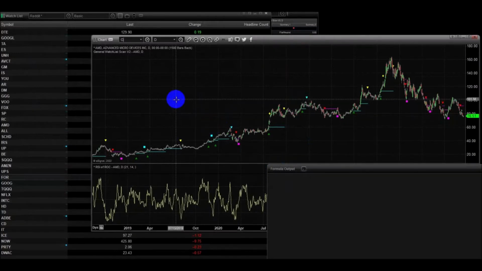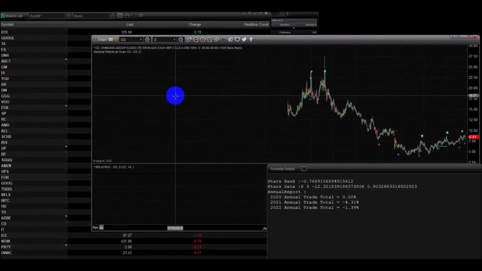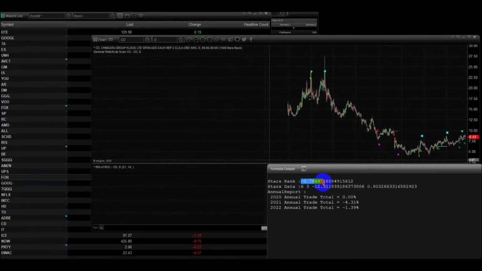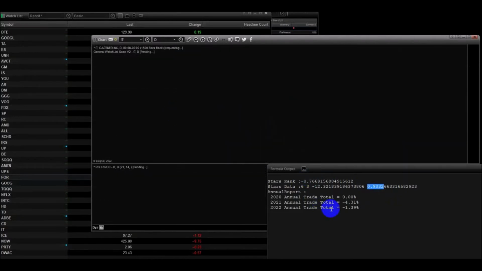So let's try a different one. I haven't looked at this one. CD. CD doesn't have a lot of data. It's currently flat. You can see the negative long-term ranking and the positive short-term ranking. Not really doing much, ladies and gentlemen. Getting ready to change, but this is something you can watch. Let's look at IT. What the heck? Take a look at a symbol we haven't looked at before.